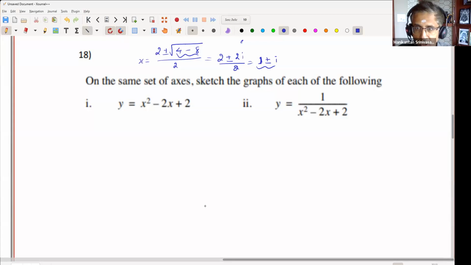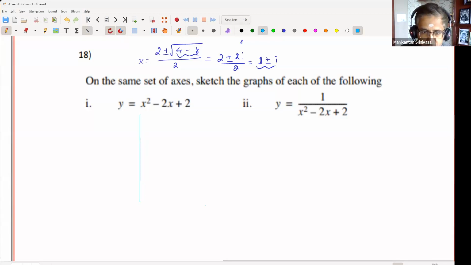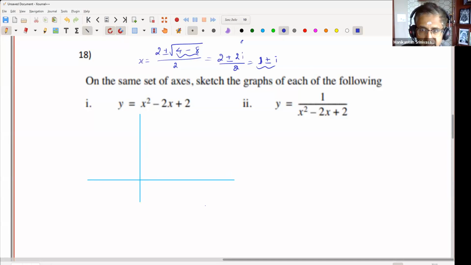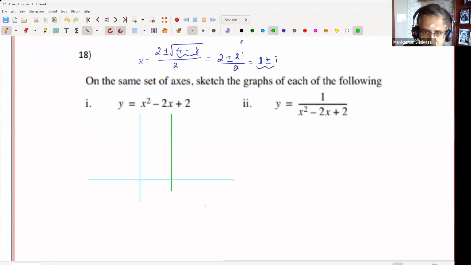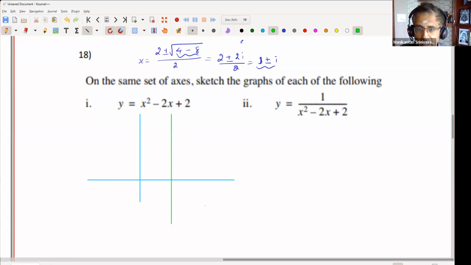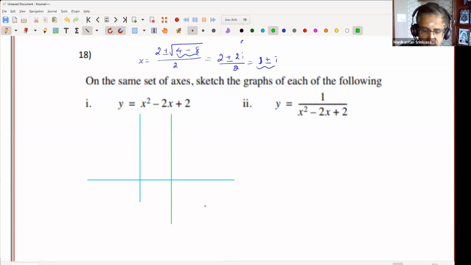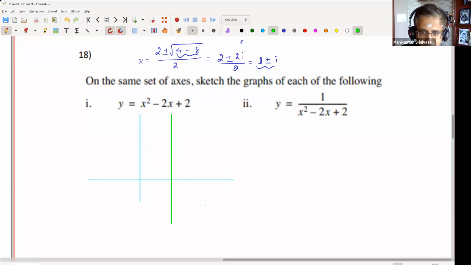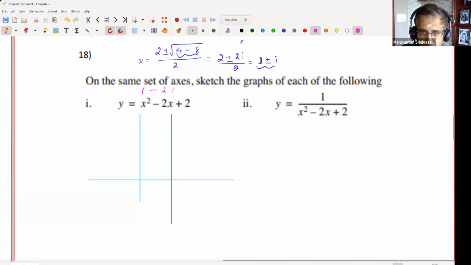Now, let's draw the graph. So x-axis, y-axis. The axis of symmetry will be at x equal to minus b by 2a, which is x equal to 1. I'll draw a vertical line, x equal to 1. And then obviously the roots do not exist. Therefore, it does not cut the x-axis anywhere. The graph stays always above the axis. The minimum point: if I put x equal to 1, I get 1 minus 2 plus 2, which is 1. So the point 1, comma 1 is the lowest point.